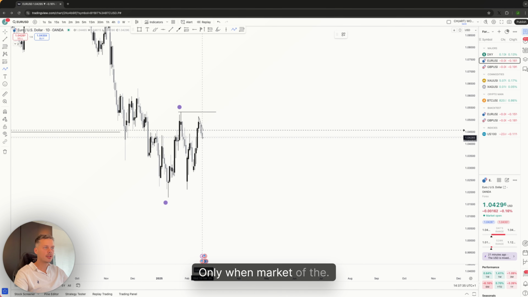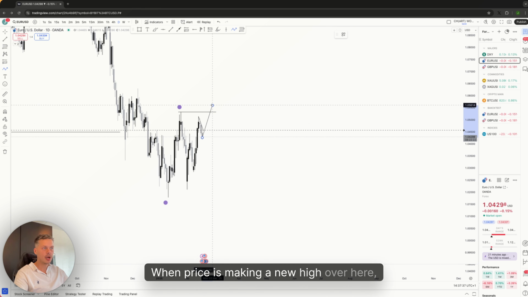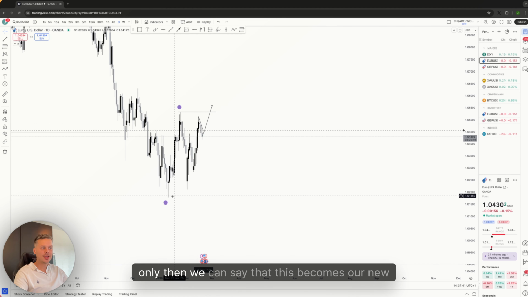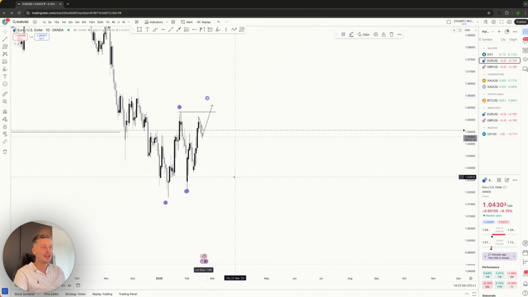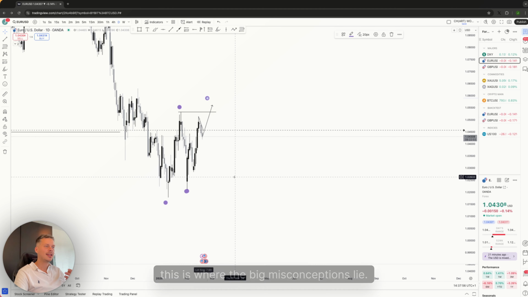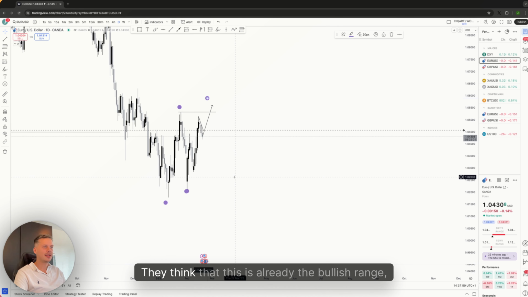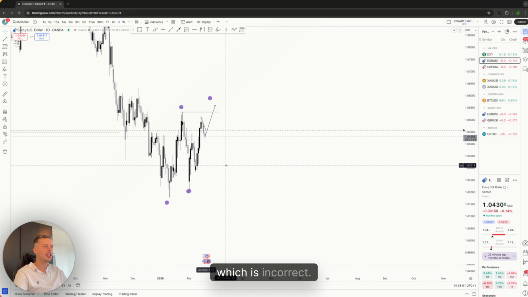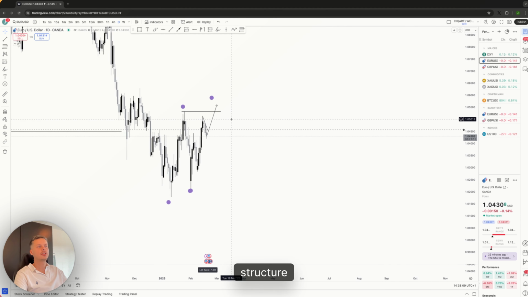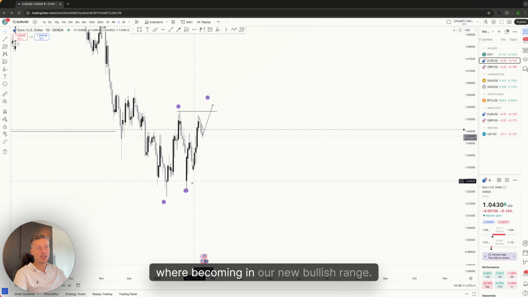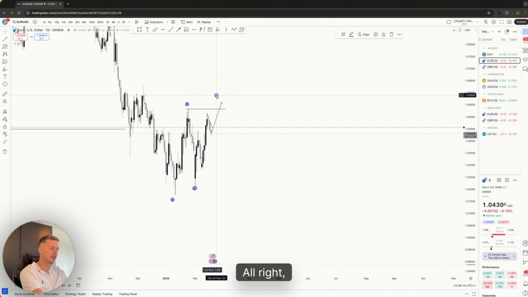Only when price is making a new high over here, only then we can say that this becomes our new bullish range. So this is very important, and this is what very many people get wrong, and this is where, when I teach people about trading, the big misconceptions lie. They think that this is already the bullish range, which is incorrect, right? So currently this is the bullish range, and only when we break the previous market structure, we're in our new bullish range. All right, so that's for the daily.